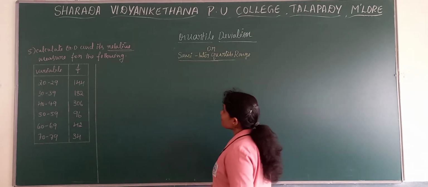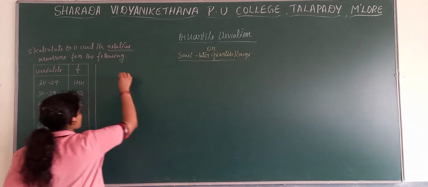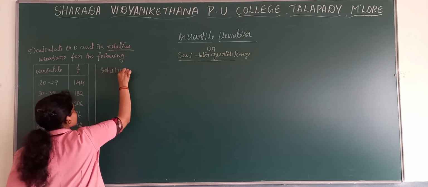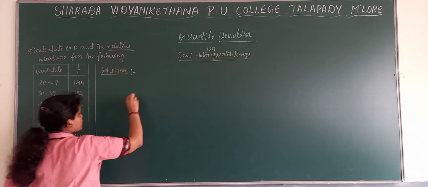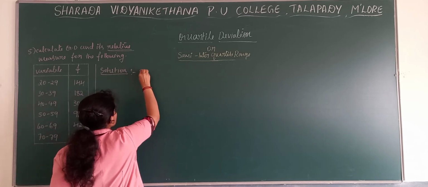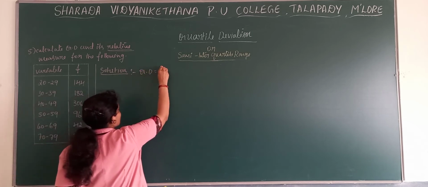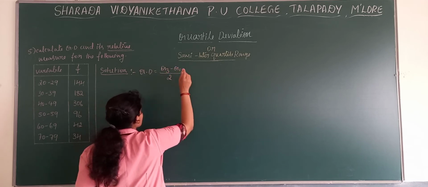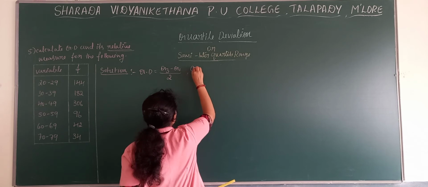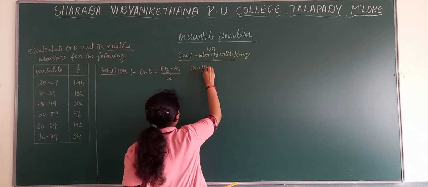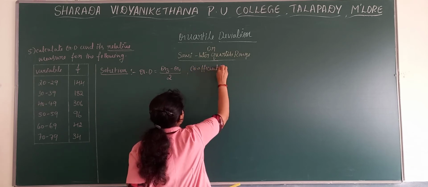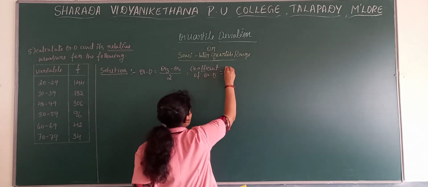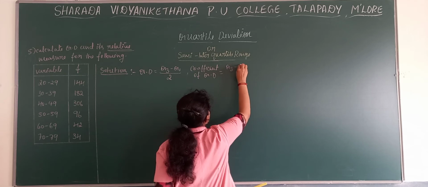So here firstly we will write the main formulas. We will take the solution. Quartile deviation is equal to Q3 minus Q1 divided by 2. Then the coefficient of quartile deviation is equal to Q3 minus Q1 divided by Q3 plus Q1.